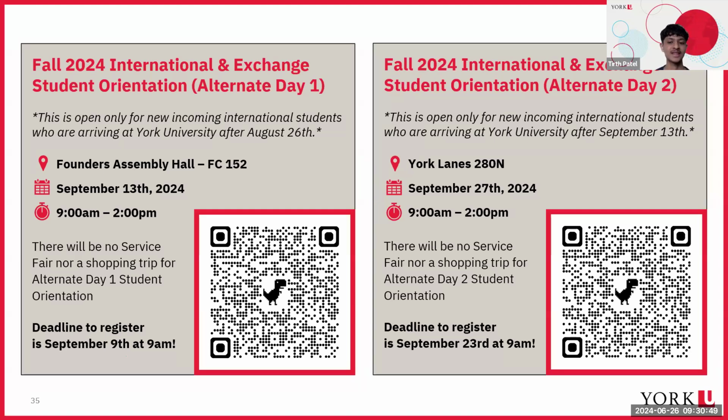And we also understand that not everyone can make it on August 26th, which is the main orientation, as I previously mentioned. It may be because you have delayed visas or any other unforeseen circumstances. And that's why we were considerate enough to have alternate orientation days. So for those of you arriving after August 26th, we have two upcoming orientations. The first session will be held on September 13th, 2024, at Founders Assembly Hall, and the second session will be held on September 27th at York Lanes.